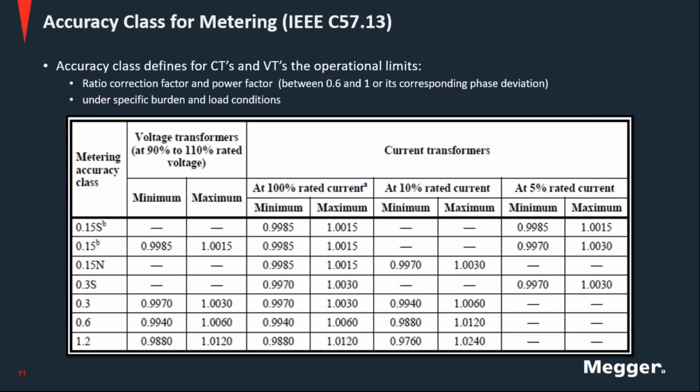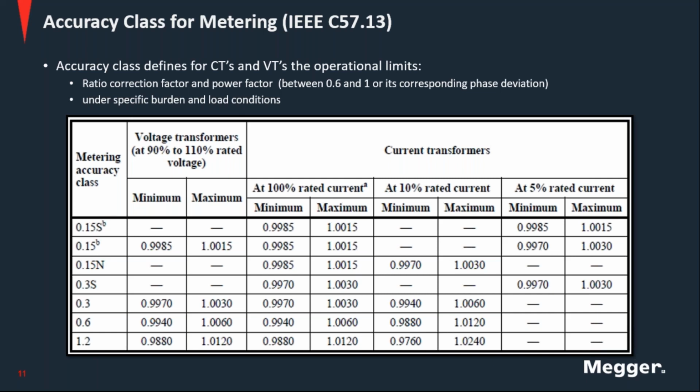The other thing to consider about the accuracy class is that the manufacturer guarantees that the instrument transformer will perform within these limits if there is a specific burden, or a burden that does not exceed a certain rating, and if some loading conditions are present.